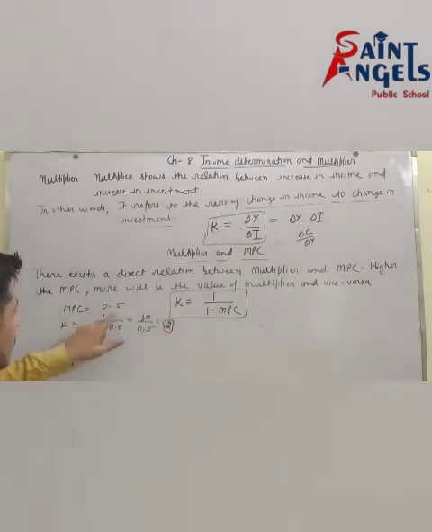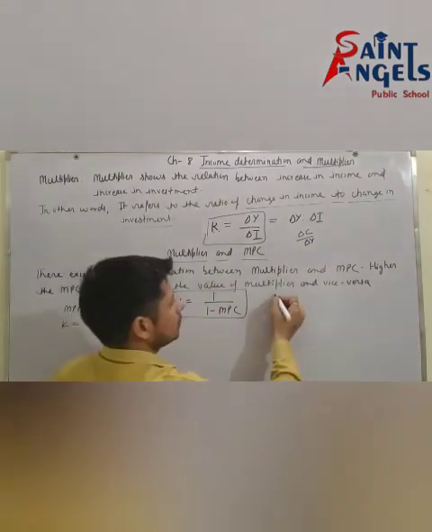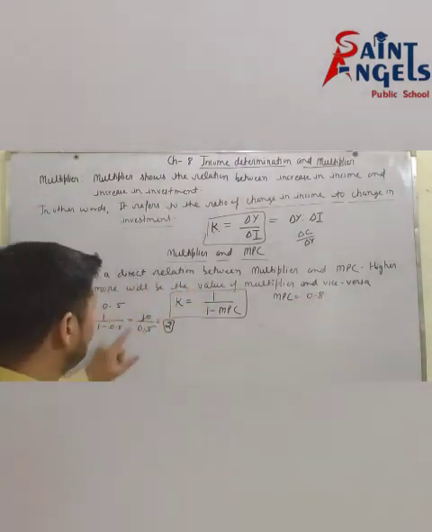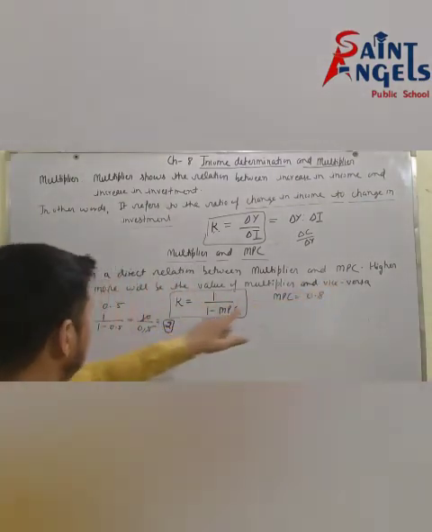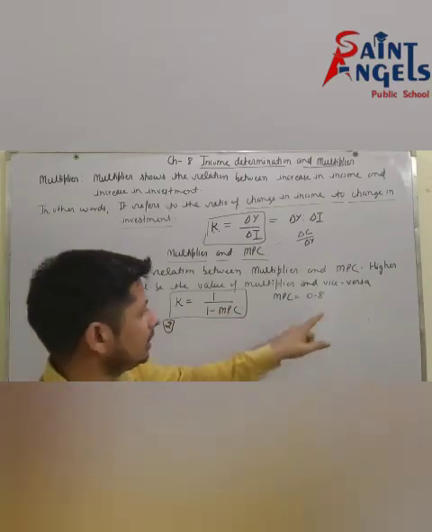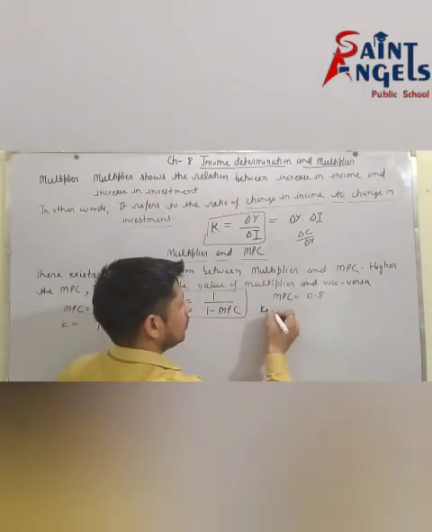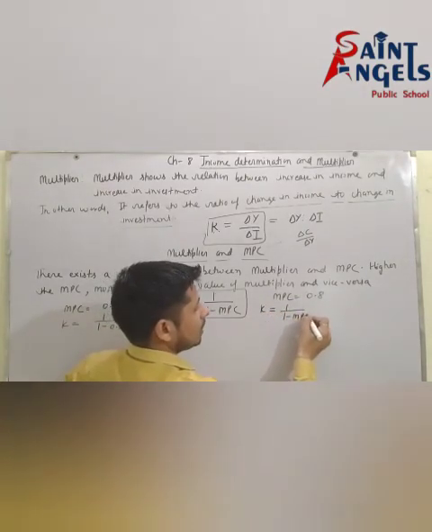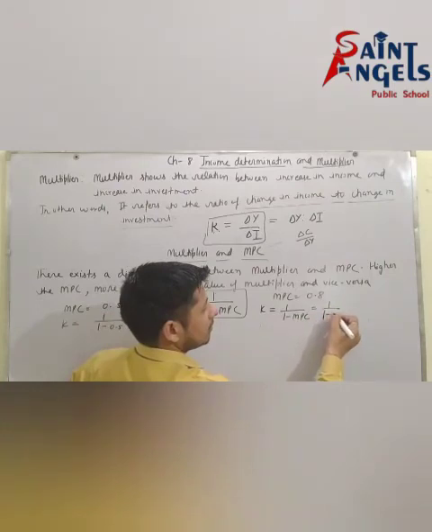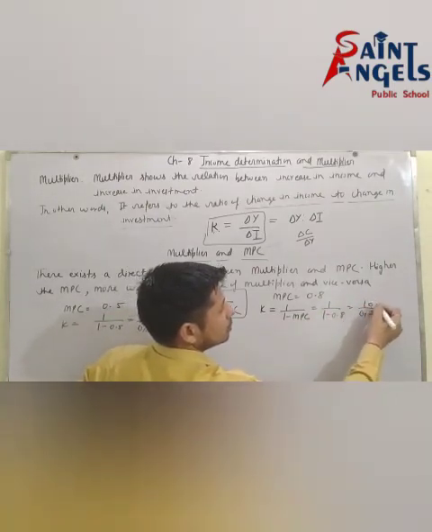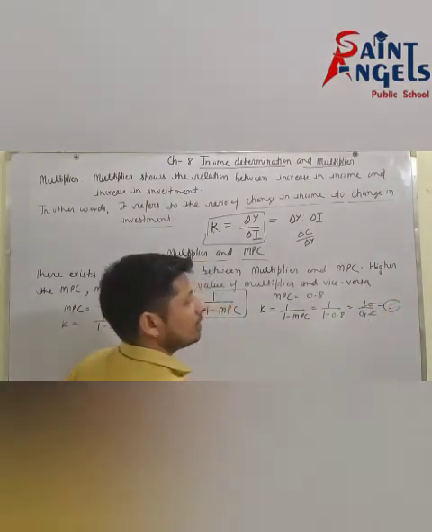Suppose the value of MPC increases from 0.5 to 0.8. Higher the MPC, then what will be the value of multiplier? K is equal to 1 divided by 1 minus MPC, 1 divided by 1 minus 0.8, 1 divided by 0.2. So the value of multiplier will be 5.